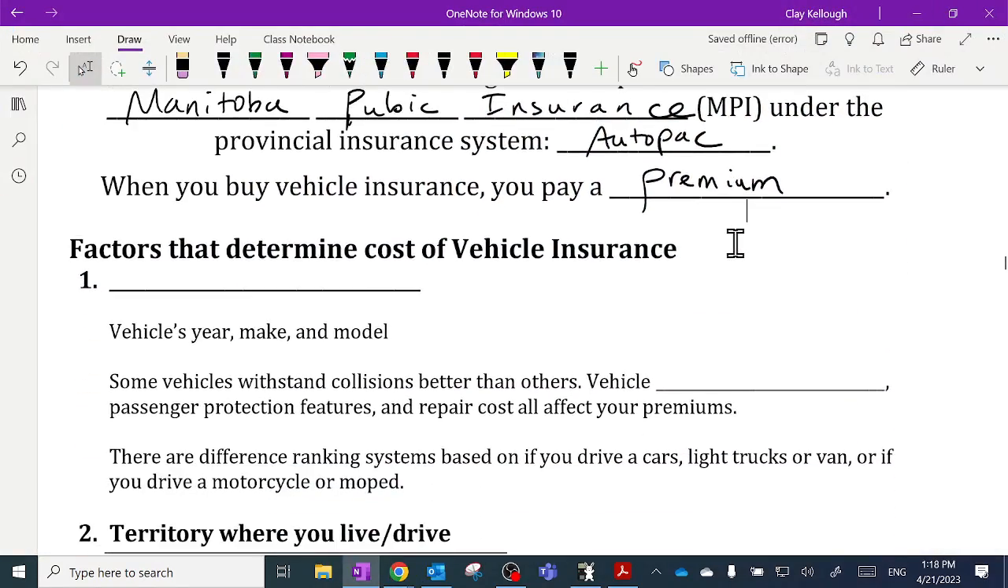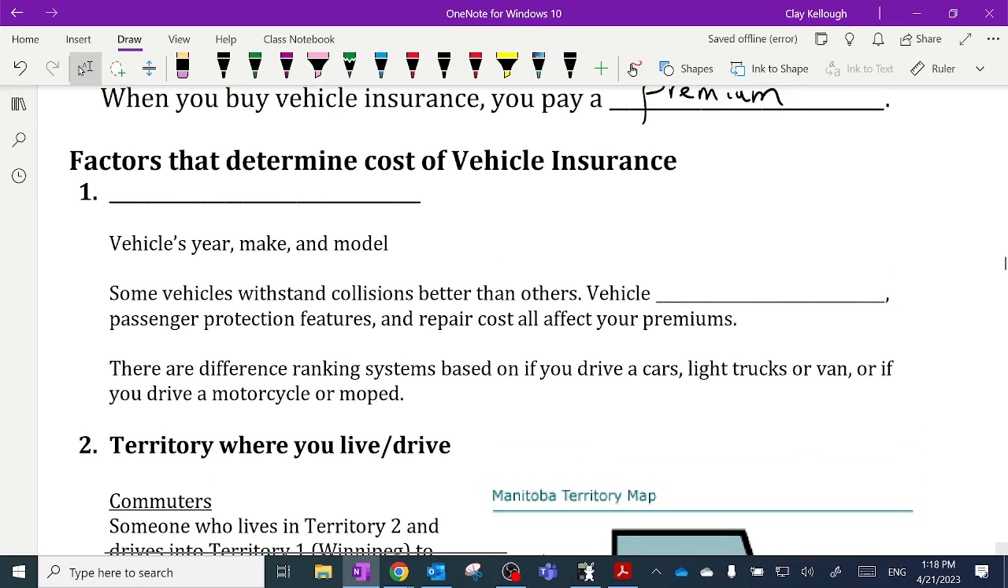What are the actual factors that determine the cost of your vehicle insurance? Well, number one is, of course, what type of vehicle it is. A more expensive vehicle would be more expensive to fix and replace if it gets destroyed, so obviously you're going to pay more for the insurance. That just seems logical, right? But also how old it is, what condition it's in. So the year, the make, and the model. That's the type of vehicle you have. Some vehicles withstand collisions better than others.